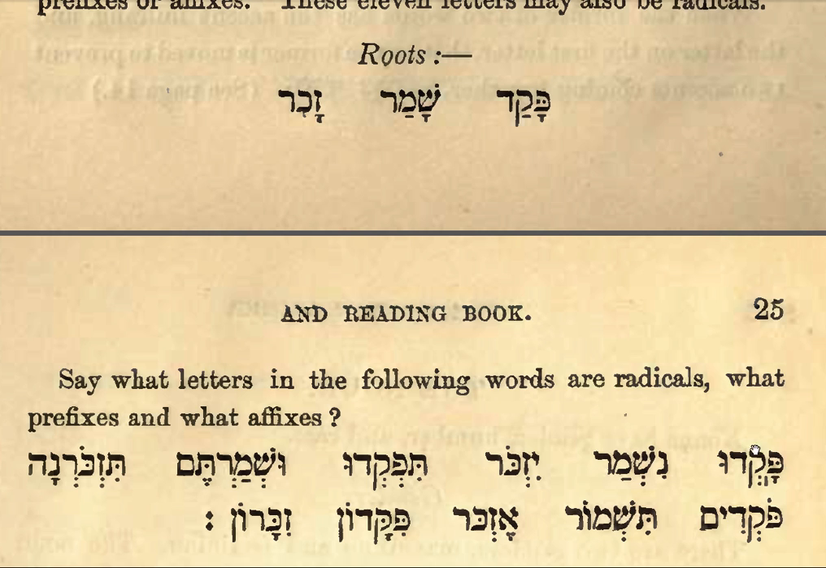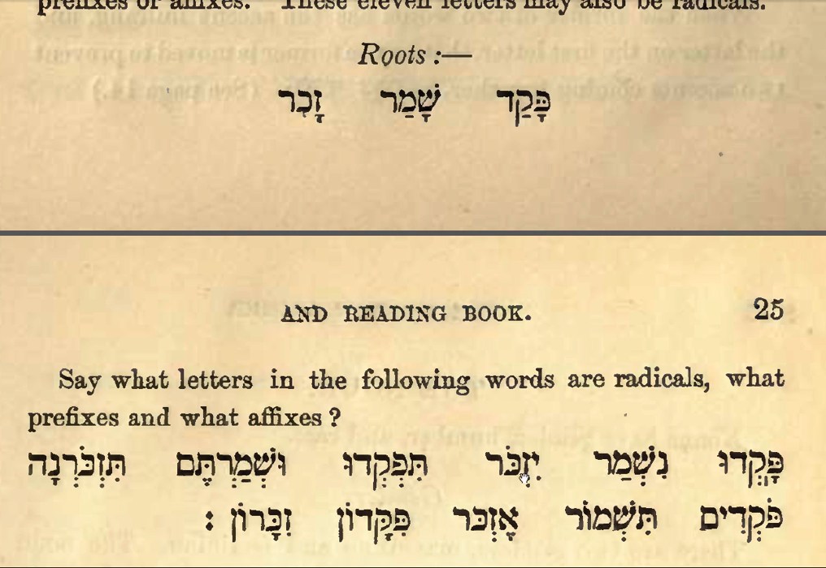Let's have a look at this. Pakad. Here's pakad, and it's got u on the end, so this is added to the end, and so it's an affix. Pakadu. Nishmar. The root here is shamar, and so nishmar, the n here, is a prefix.